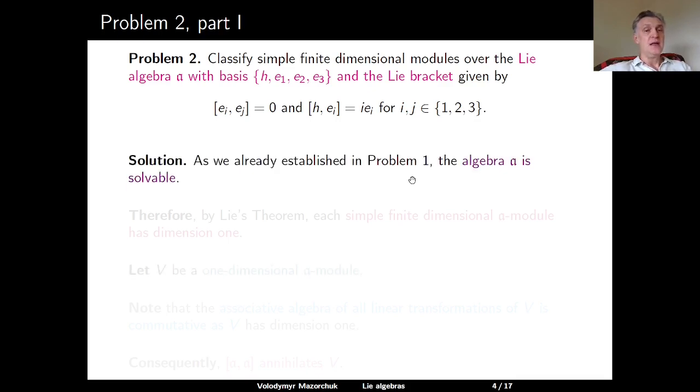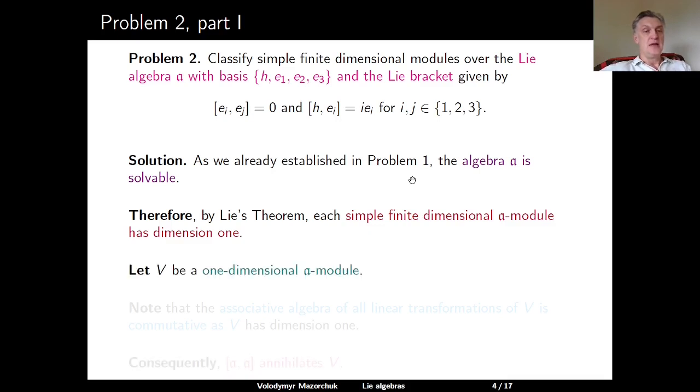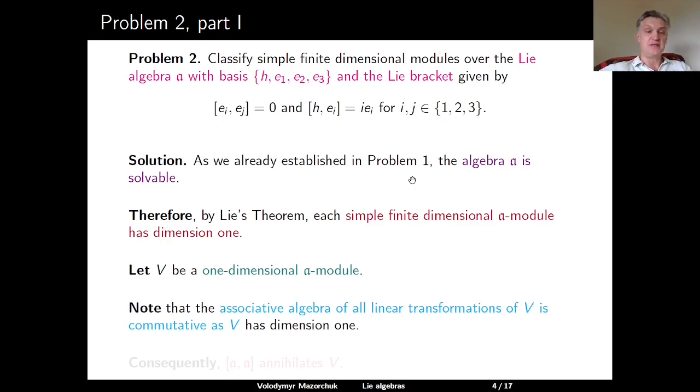Solution. As we already established in problem 1, this algebra is solvable, so we can apply Lie's theorem and have that each simple finite-dimensional module over this algebra has dimension 1. Let V be a one-dimensional A-module. The associative algebra of all linear transformations of a one-dimensional vector space is commutative, which means that the bracket of A and A, the commutant of A, annihilates V.